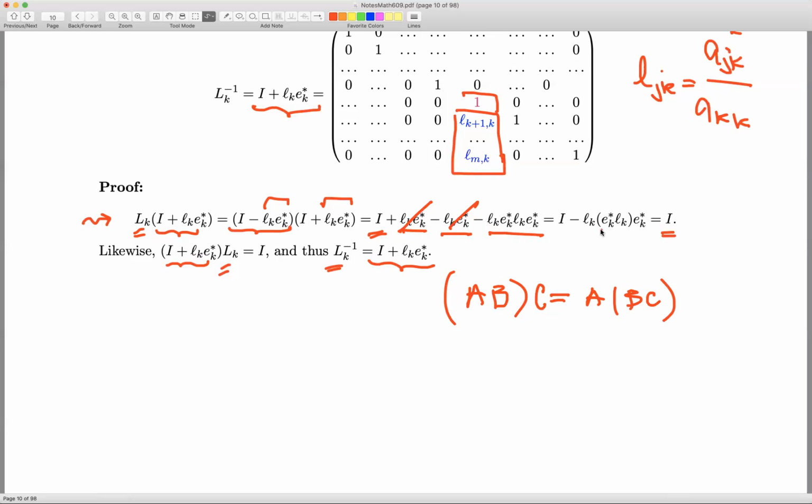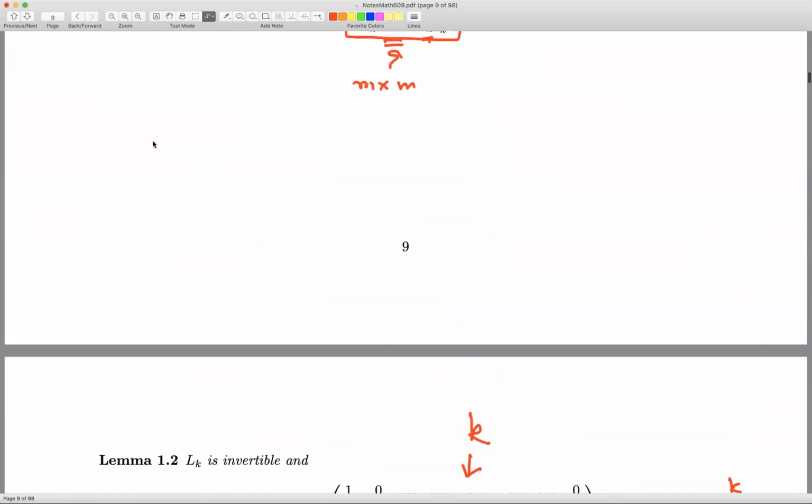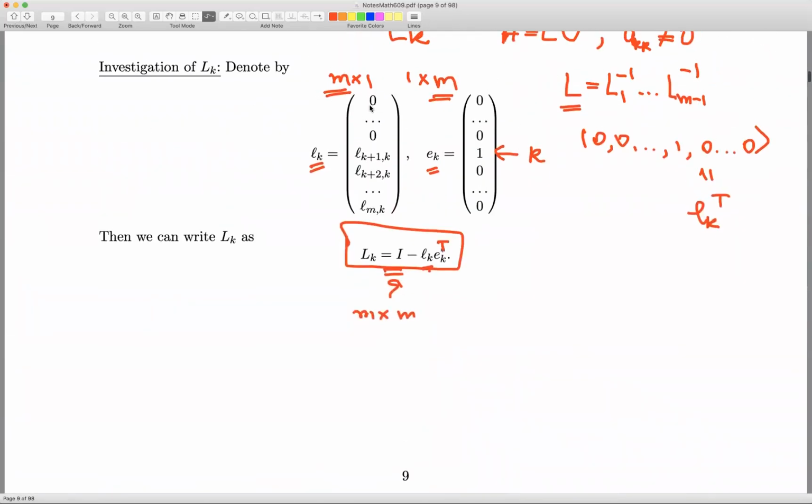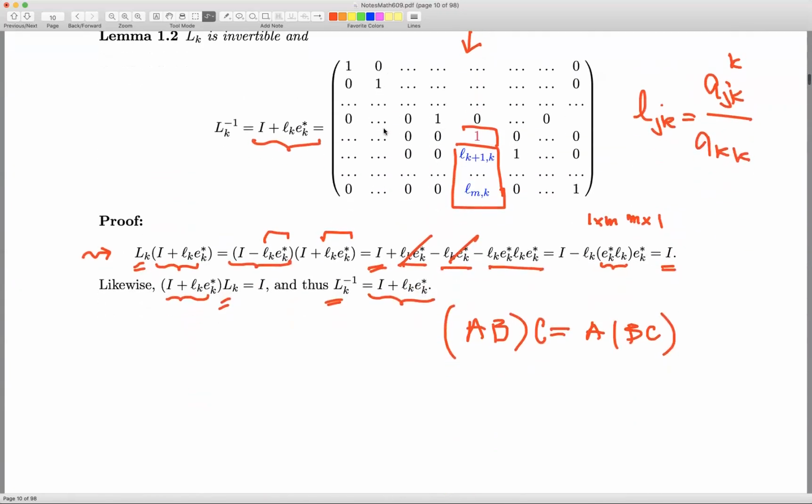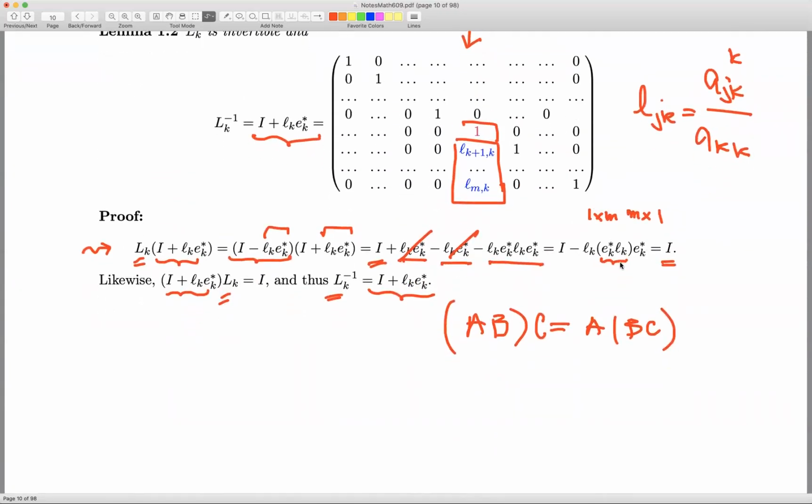And I want to see what this is. E_K transpose is a vector, which I can view as a matrix of dimension 1 times m. And then L_K is a vector of dimension m times 1, right? Remember that L_K here was this vector, which is the column vector of dimension m times 1. And therefore, E_K transpose times L_K, when I do the multiplication, is a matrix of dimension 1 times 1, or in fact, this is a number. And the question is, what will be this number?